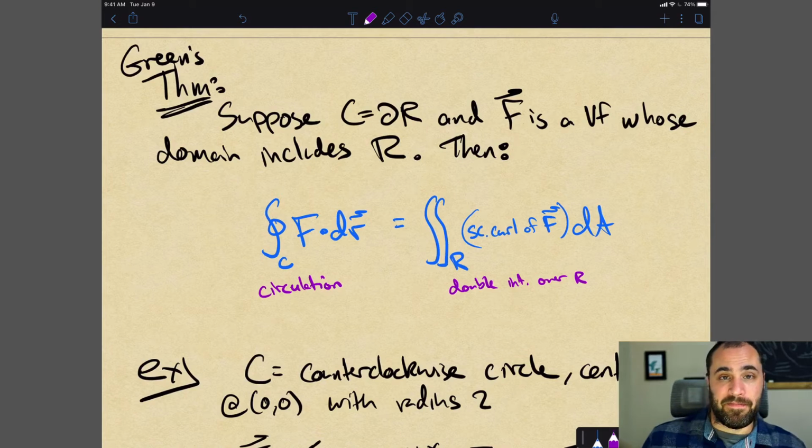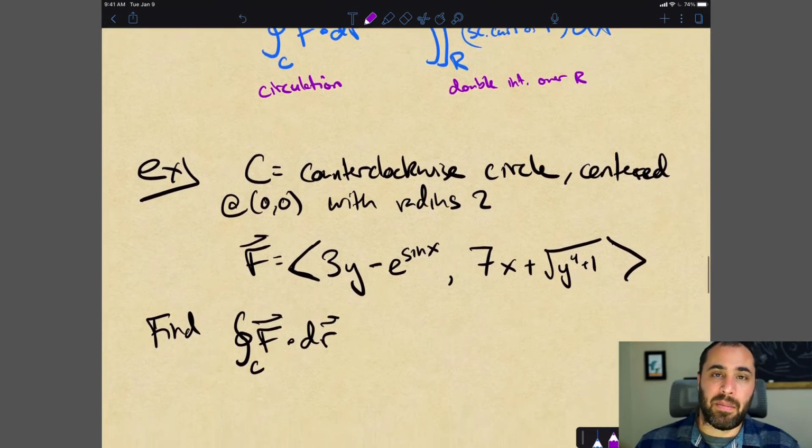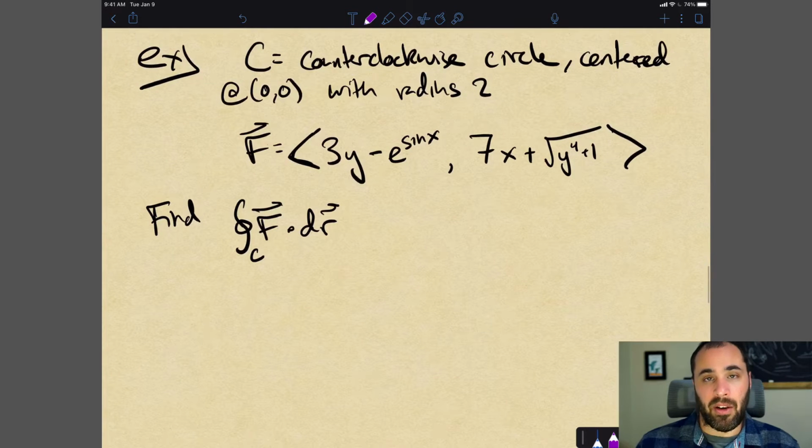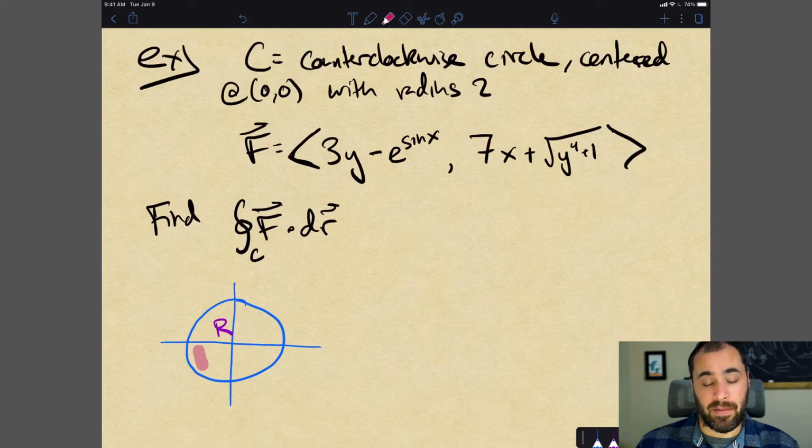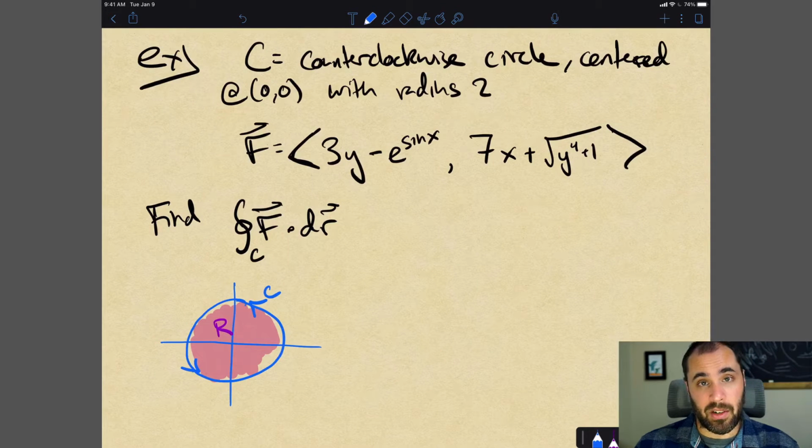So let's see an example. In this setup, C will be a counterclockwise circle centered at the origin with a radius of 2. And our vector field will be this mess. The prompt is to find the circulation of F around C. So we could do this using our setup for line integrals. We could parameterize the curve, plug it into this vector field, take the derivative and dot it with that to get a single variable integral. And we could do it. It's a mess. I don't want to do it that way.